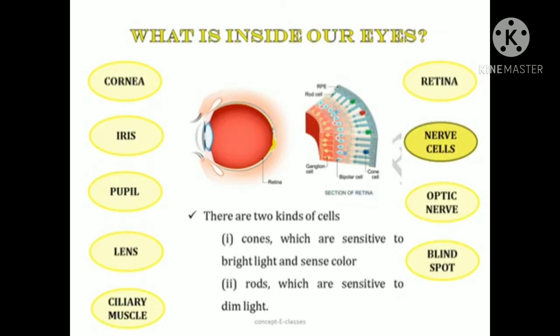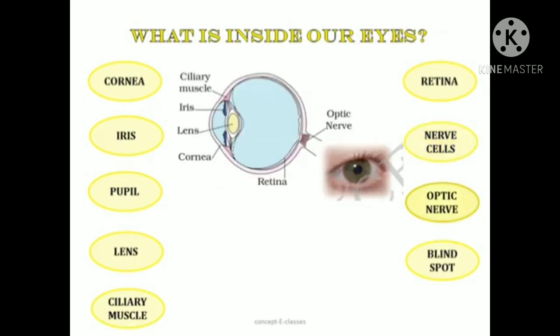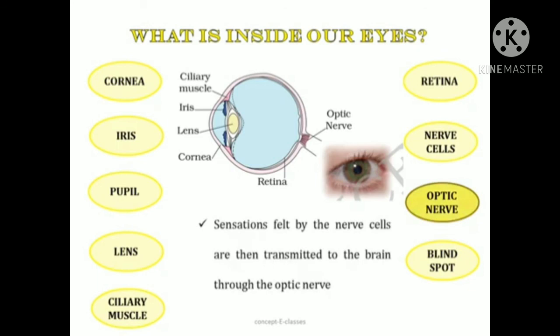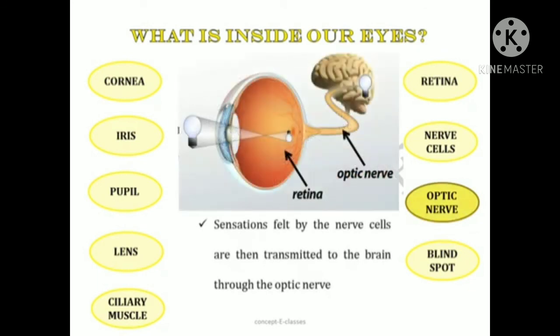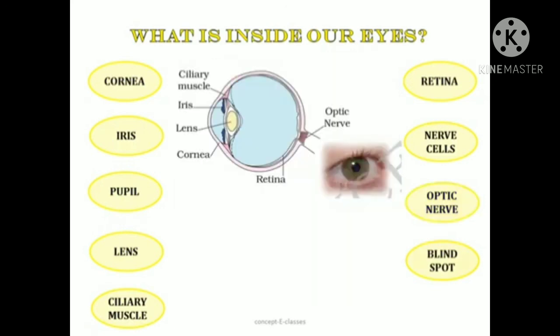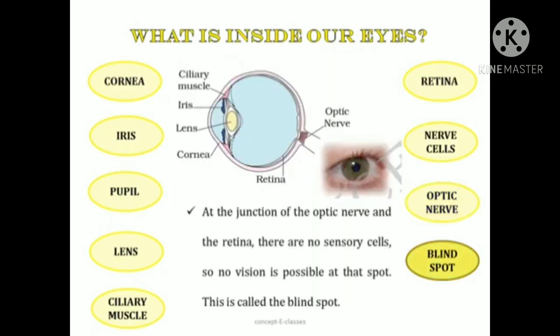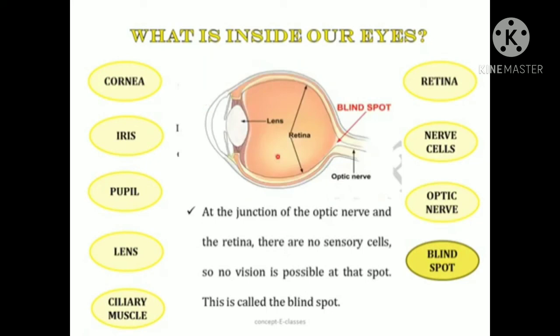The next topic is the optic nerve. Sensations felt by the nerve cells are then transmitted to the brain through the optic nerve. It connects the eye to the brain. The next is the blind spot. At the junction of the optic nerve and the retina, there are no sensory cells, so no vision is possible at that spot. This is called the blind spot.